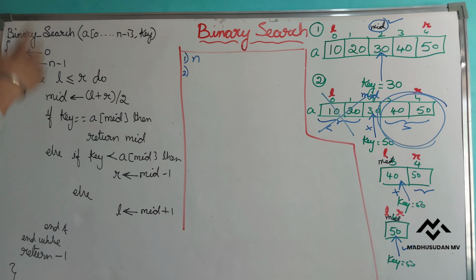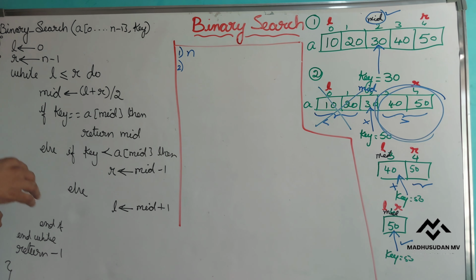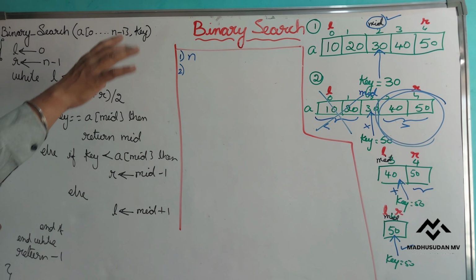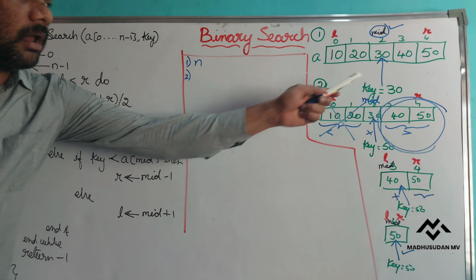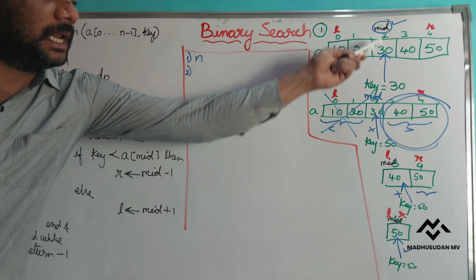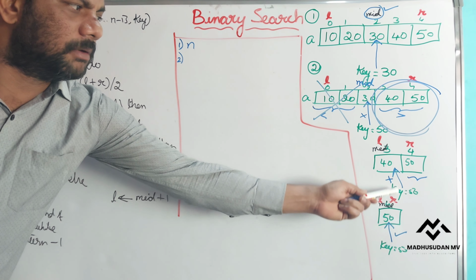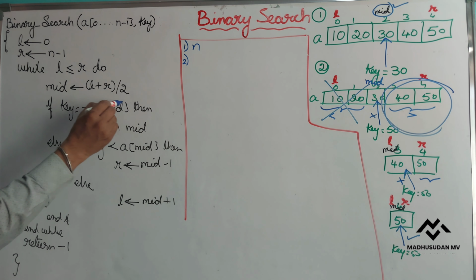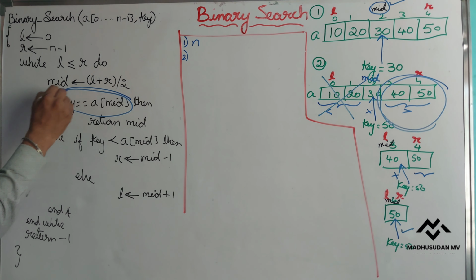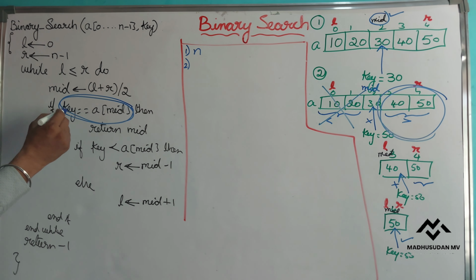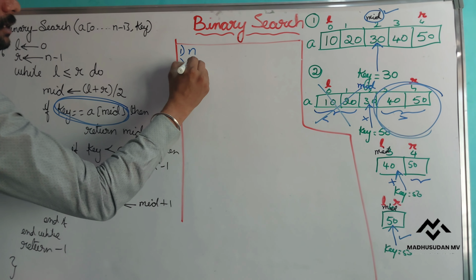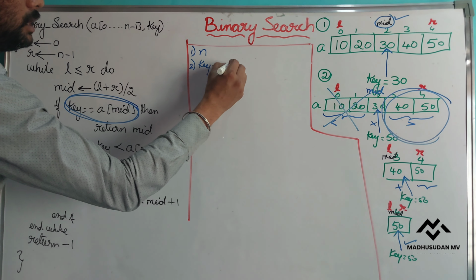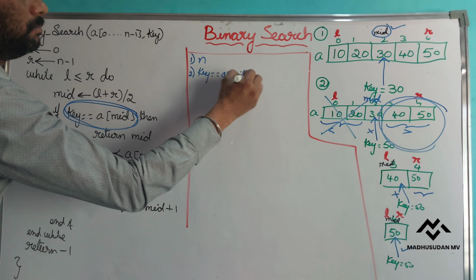Now the second step is to identify the basic operation. Here, which is the basic operation? How do we decide whether the key element is present or not? Always we are comparing the key element with the mid element. Key element with the mid element only we are comparing. So the comparison of key is equal to A of mid will be our basic operation.